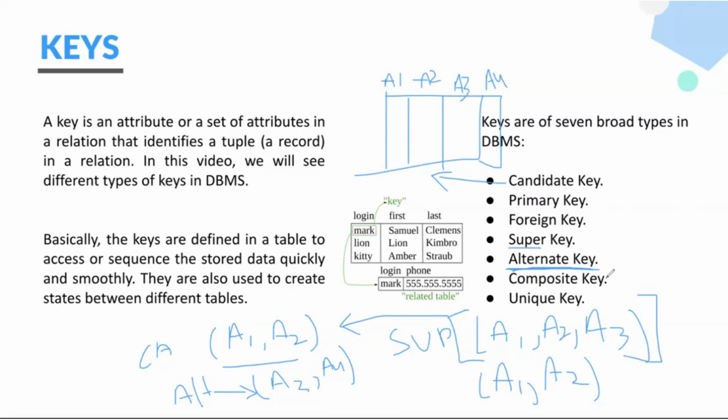So that means there was one definition in candidate key, right? Combining one or more than one. In that definition, that "one" part is gone. So it has to be more than one attribute. If you're combining more than one attribute, and that combination is a candidate key, then that's a composite key.